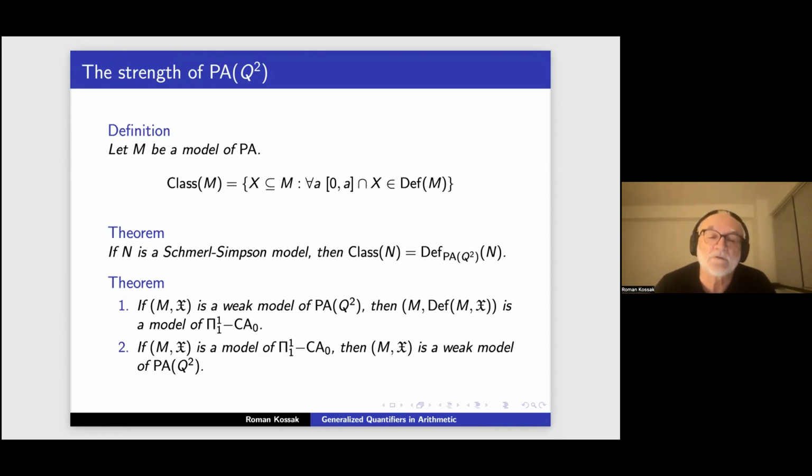So this gives you this source of weak models, and then Schmerl and Simpson construct strong models, which means that you interpret the Ramsey quantifiers in the whole power set of the domain.